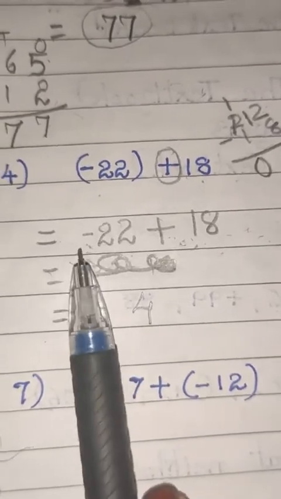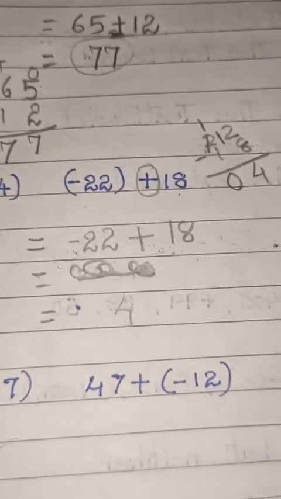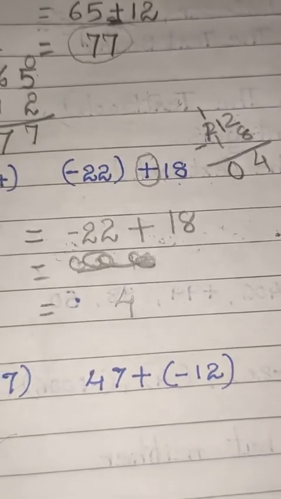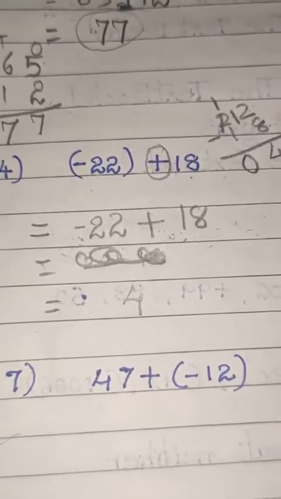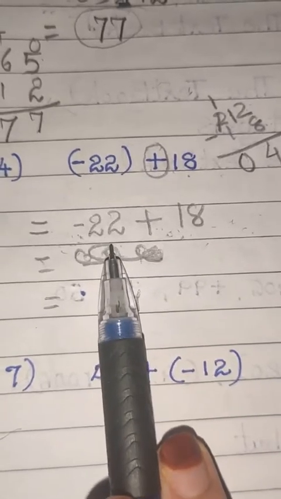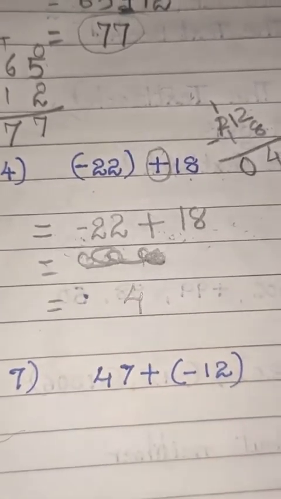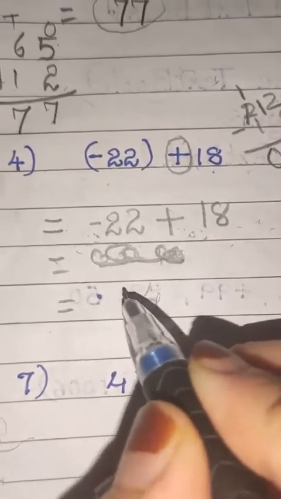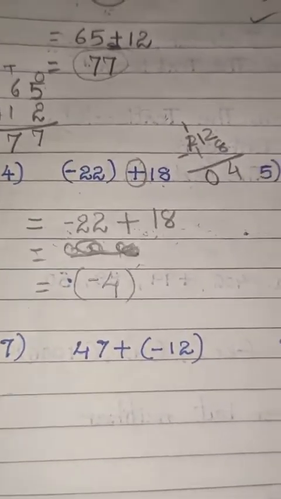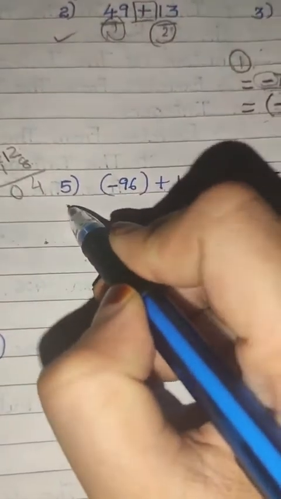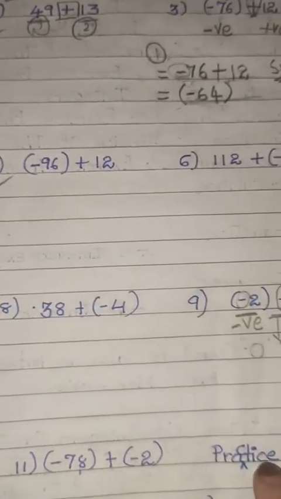And again 22 and 18 both are fighting with each other. Why? 22 कह रहा है मेरी साइन जाएगी, 18 कह रहा है मेरी साइन जाएगी. तो किसकी साइन जाएगी? एग्जैक्टली जो बड़ा है उसकी. So 22 is greater and it is negative, so your answer will be negative. Understood? Okay, now this one you will do by yourself.